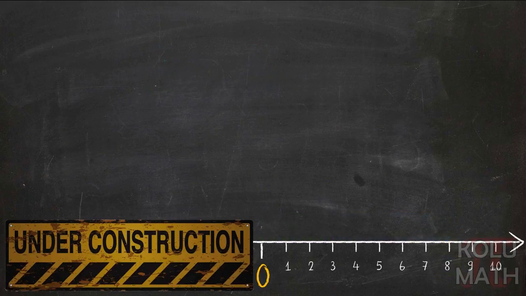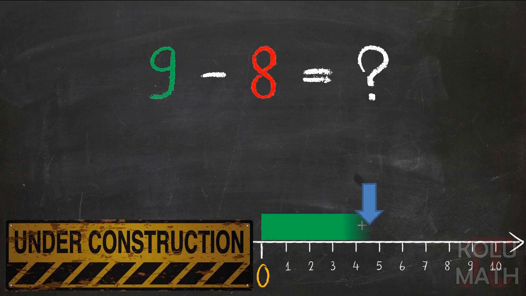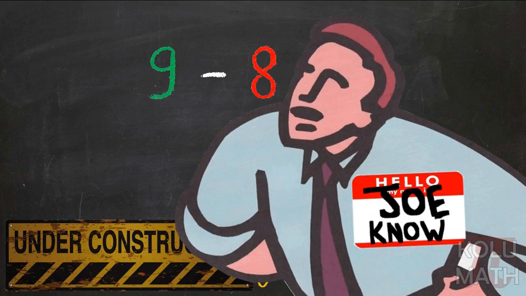Let's move on to another example. So we've got 9 minus 8. Same deal. We'll count out 9 spaces. 1, 2, 3, 4, 5, 6, 7, 8, 9. And then we'll take away 8 by moving the pointer back 8 spaces. 1, 2, 3, 4, 5, 6, 7, 8. And that leaves us with 1. Not too bad. Okay, maybe we're getting kind of comfortable with these things.